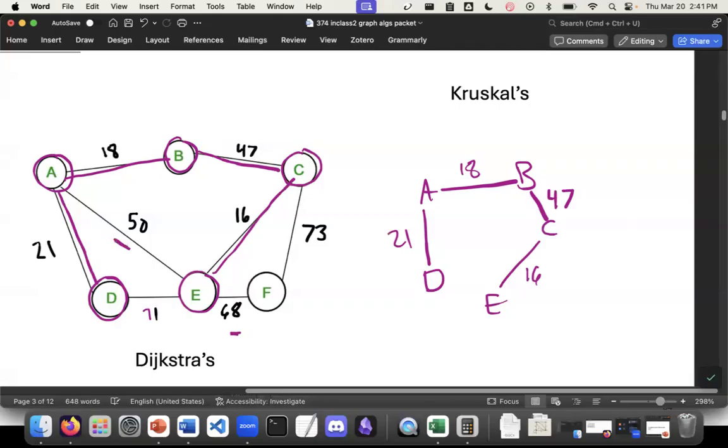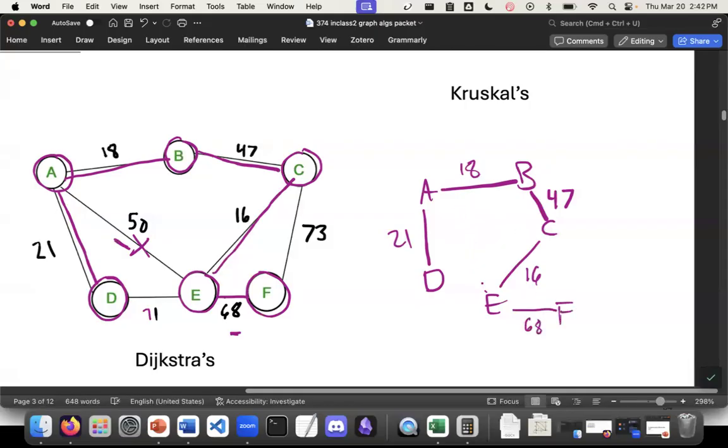The next smallest edge is 50, but because it creates a cycle, so if we added this A to E, that would be a cycle, and that's not allowed. So 50 is now disallowed. So 68 ends up being the next option. So 68 E to F.